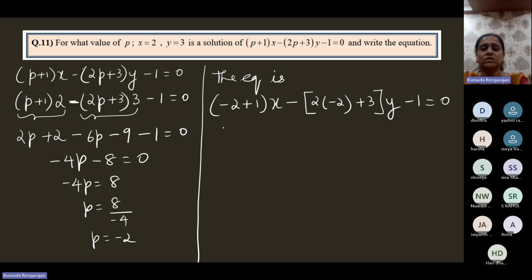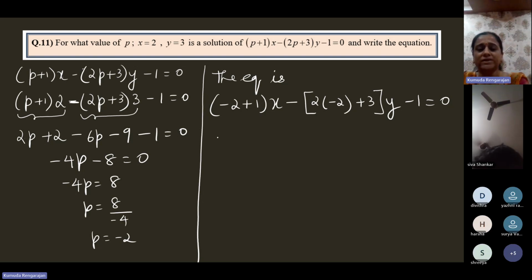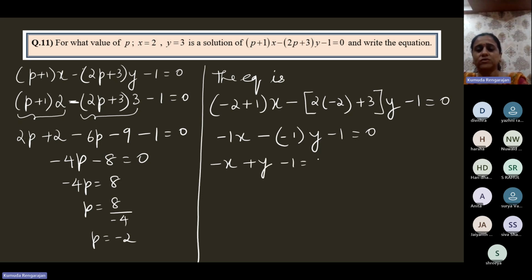This is the equation. So minus 2 plus 1 is minus 1x. Here minus 4 plus 3, minus 1 of y, minus 1 is equal to 0. So you can just write this as minus x minus y minus 1 is equal to 0. This is the equation.